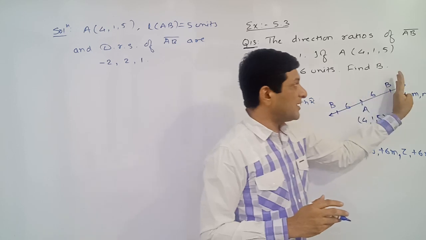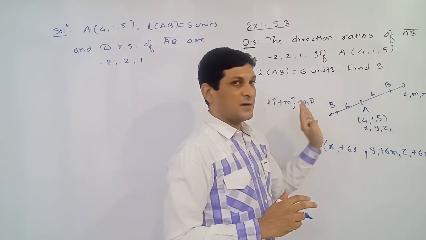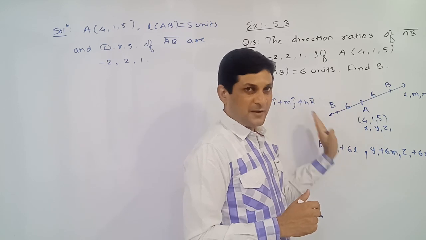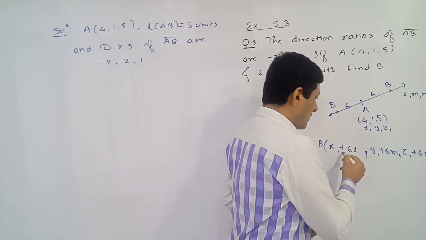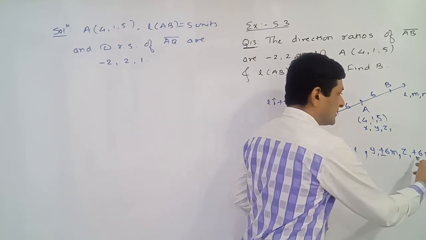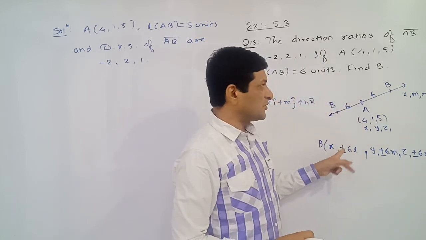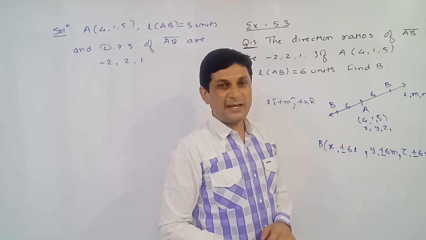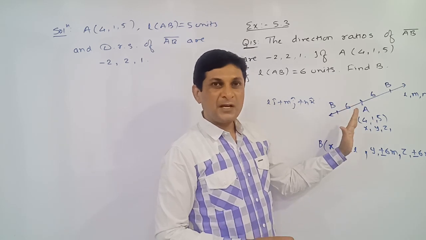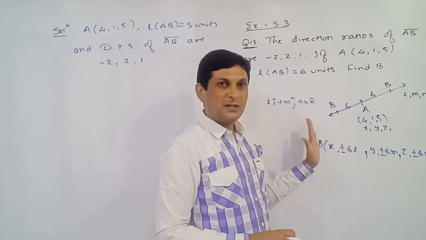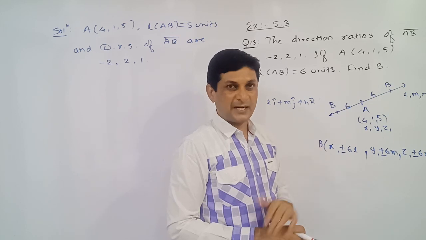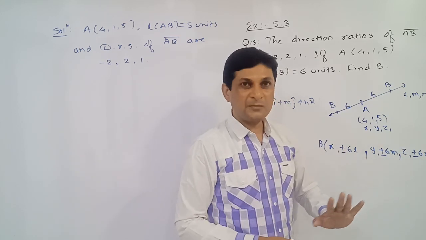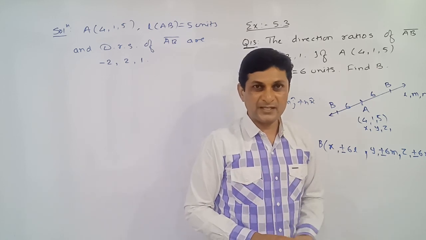If one point is on the left hand side, to find the coordinate of a point on the left hand side, what do we have to take? Minus here. If we take plus or minus: plus means we will get the coordinate of a point on one side, and if we take minus, we will get the coordinate of another point, which is on the other side, the left hand side. Getting it? That's why here we have taken plus or minus.